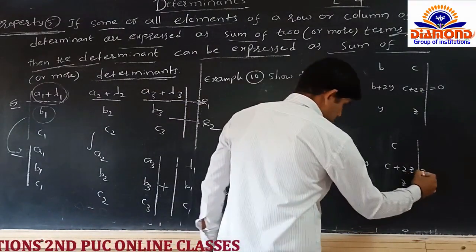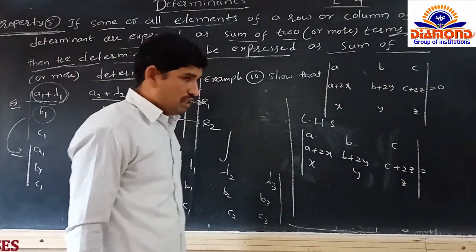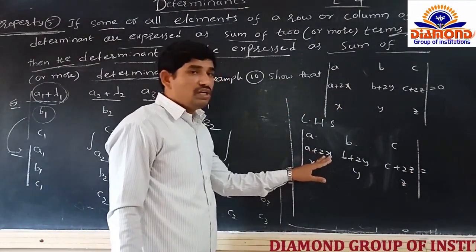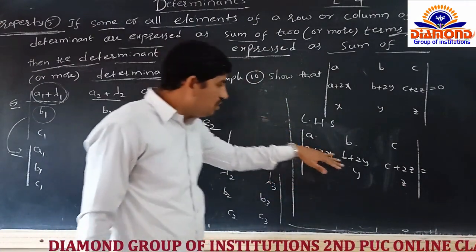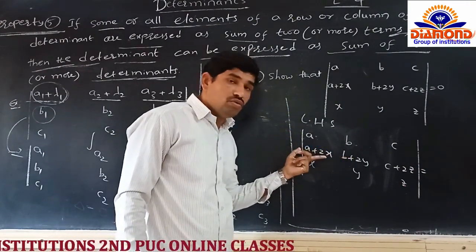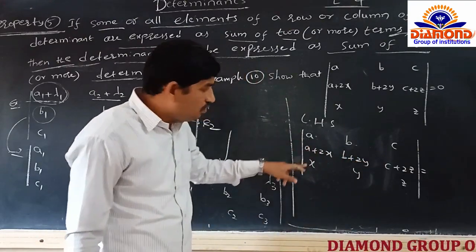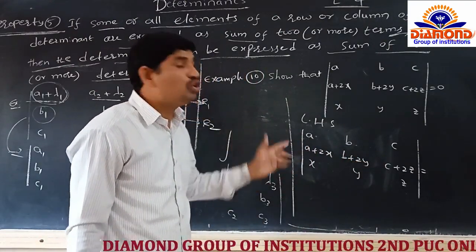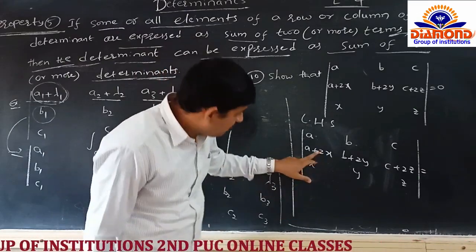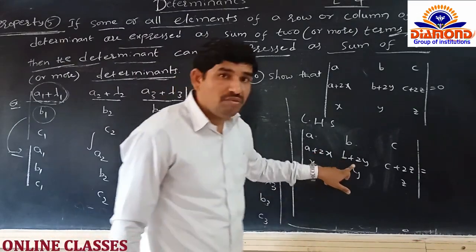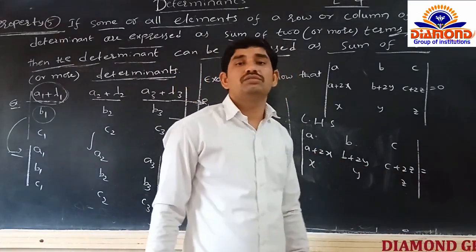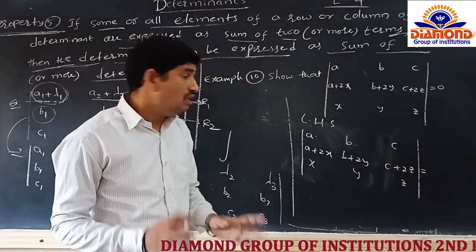First I am going to apply the property. Which property? Property number 5. They are according to R2 in this. This is R2. First element, second element, third element. Each and every element is the sum of two terms. First element, sum of the two terms. Second element, again sum of the two terms. Third element also sum of the two terms. Yes or no?